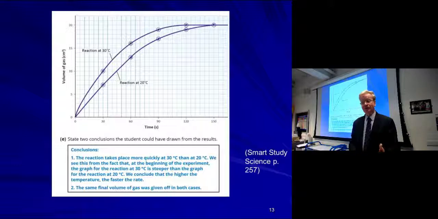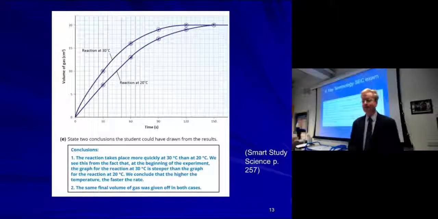And as you can see, the steeper curve is for the reaction at 30 degrees centigrade. So you can see the rate of that reaction is faster than the rate of the reaction at 20 degrees centigrade. And you were asked to draw various conclusions as a result. So graphs are very, very important. So make sure you know graphs inside out.